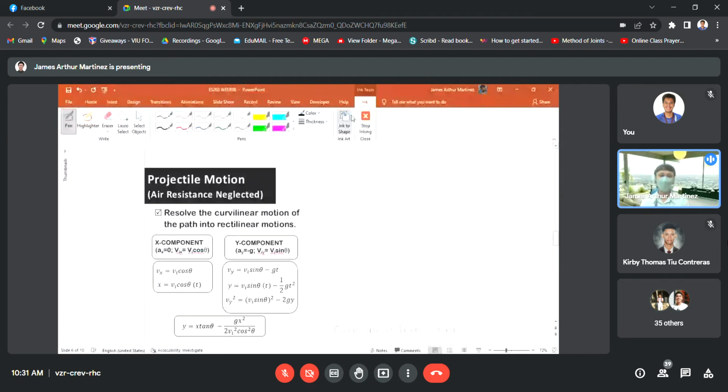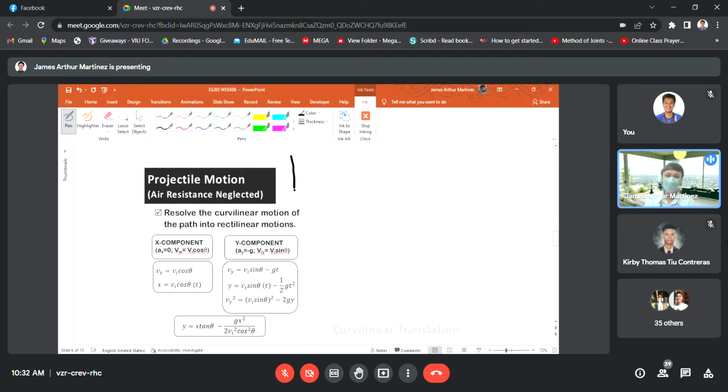So, the same assumptions or considerations apply: it is a free falling body, and air resistance is neglected. We have talked about that already. Since we are still in kinematics, a branch of dynamics, we do not yet consider other or external forces that may cause our object to accelerate. So when dealing with projectile motion, we just resolve the curvilinear motion of the path into rectilinear motion.